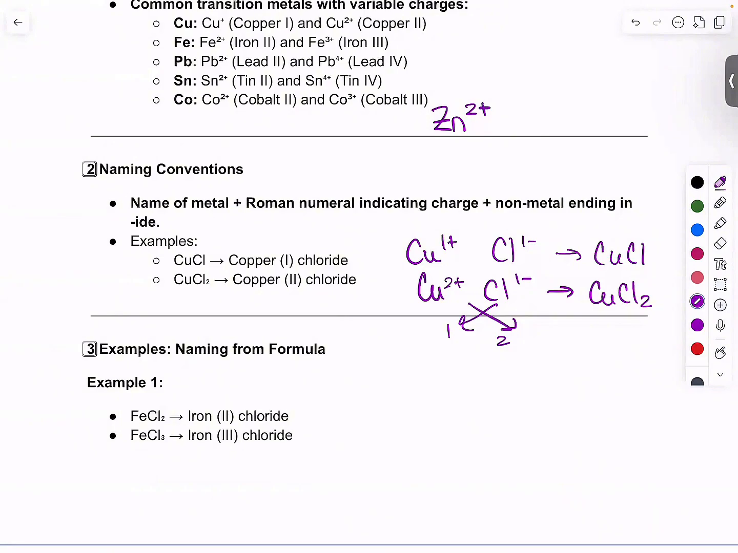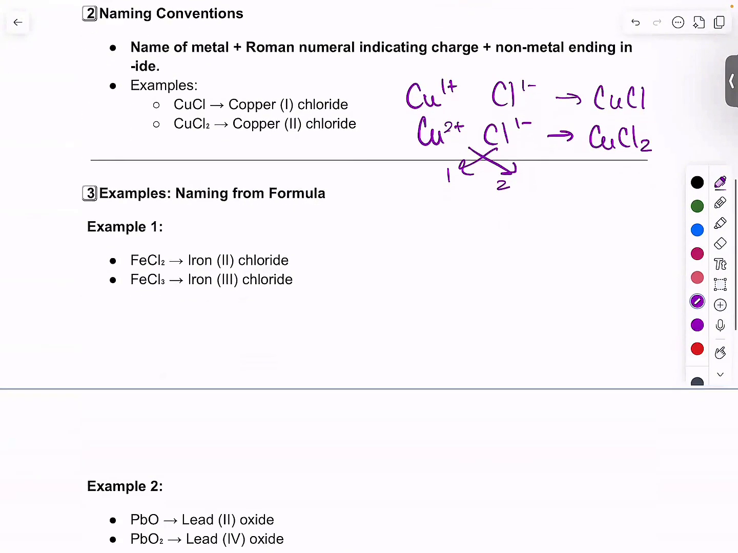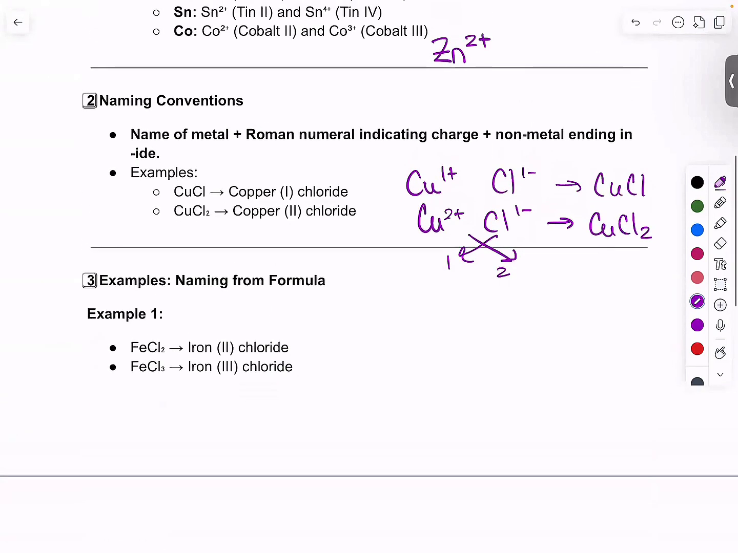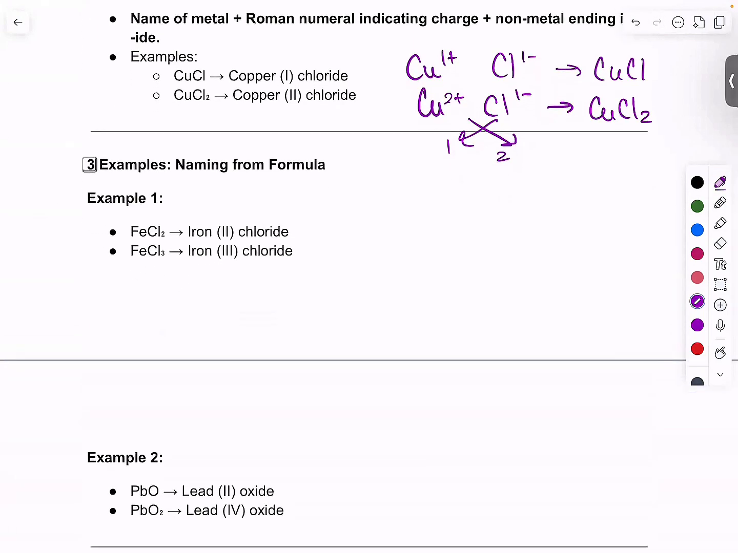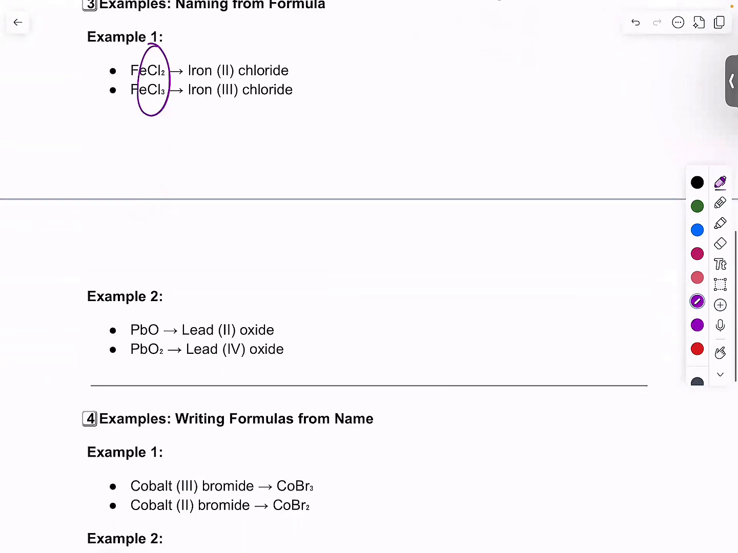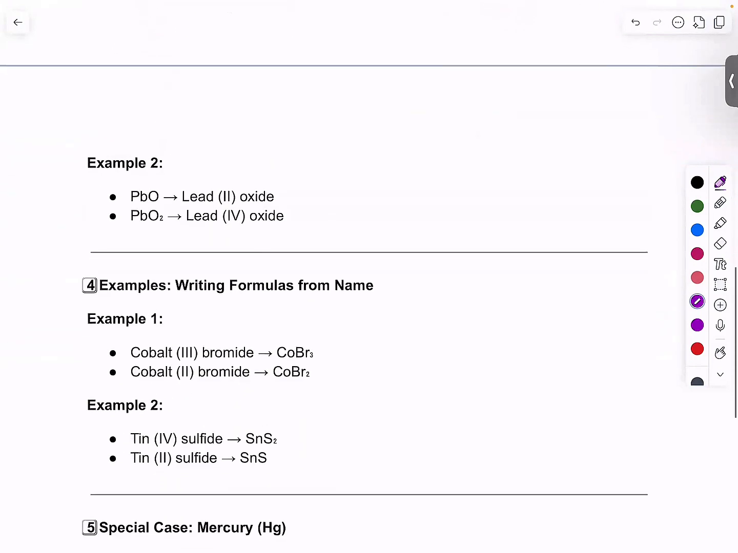Chlorine matching with iron is another example. So we have iron 2 matching with chloride and iron 3 matching with chloride. We're just going to adjust the number of chlorines that are going to be matched with it. And then we have lead 2 and lead 4 oxide.